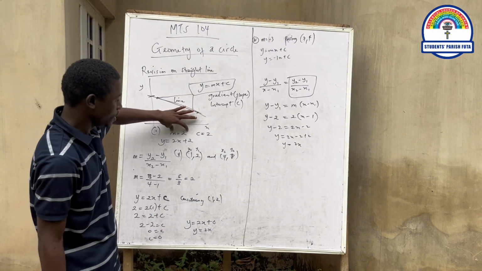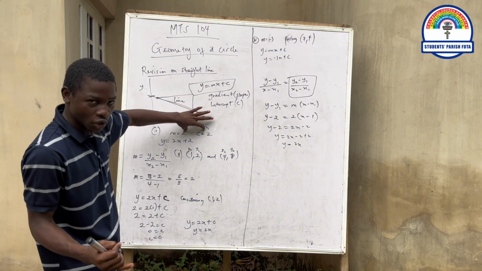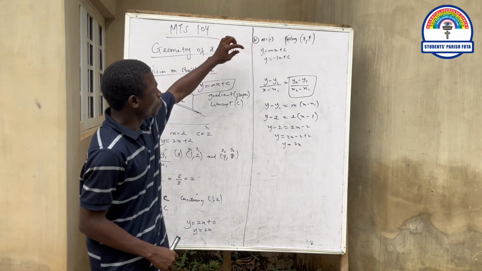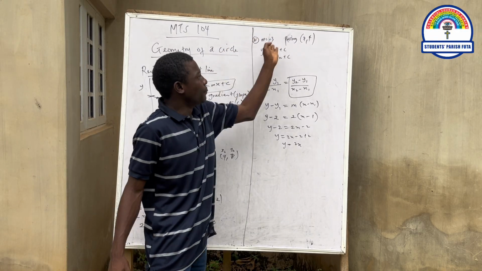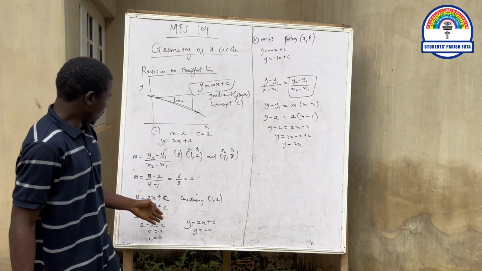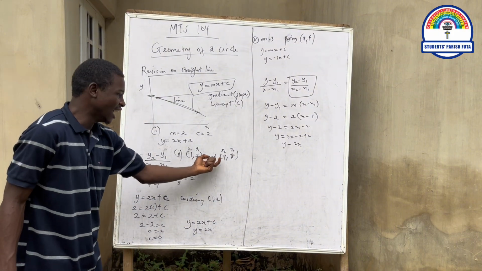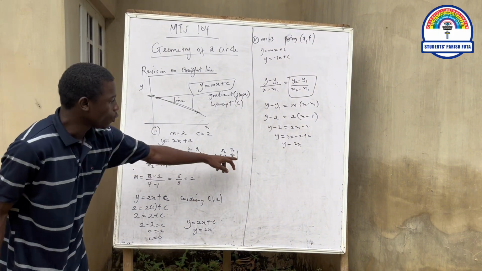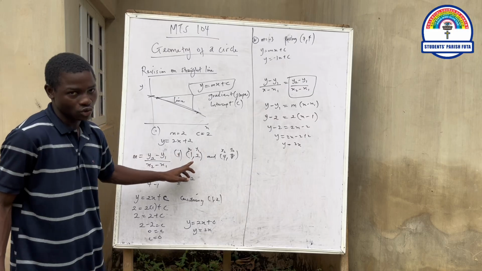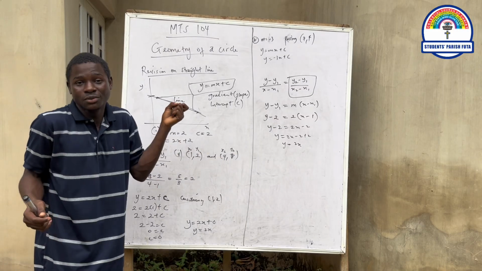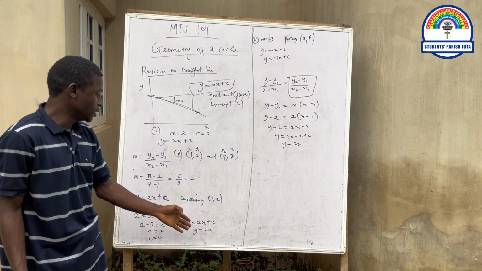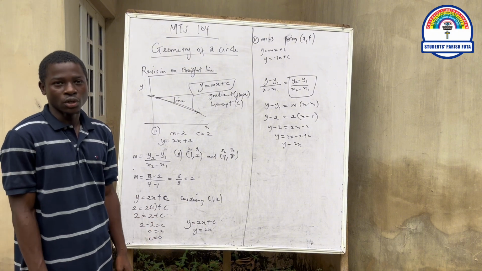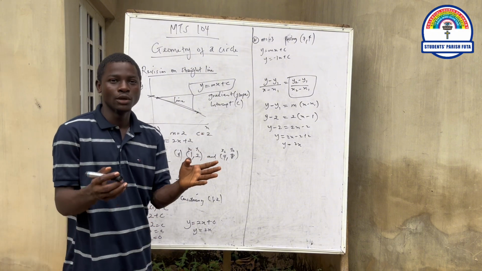So this is the first one. When you have gradient and your c, you've gotten the answer. When you have gradient and a point, just put your gradient, then put the point to get your c. Then the last one, when you have 2 points, get your gradient using the gradient formula, y2 minus y1 over x2 minus x1. Once you get it, just pick a point with that gradient to get your c. And once you get your c, you write your equation out. So this is how to get the equation of a straight line.